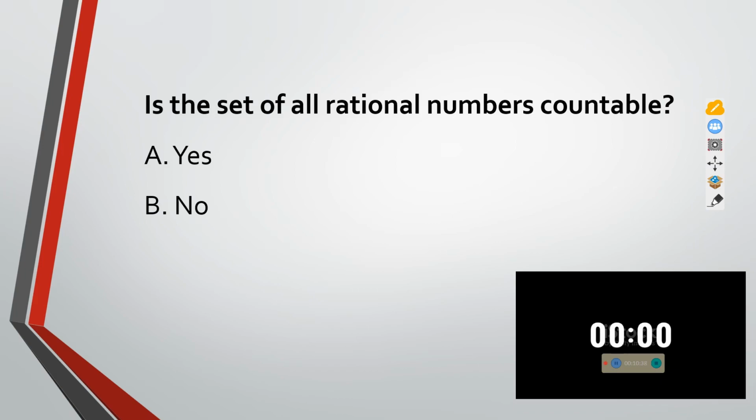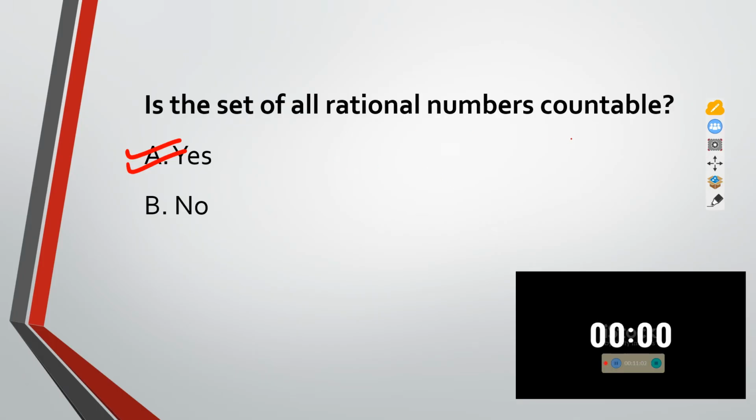So let us look at the answer here. Is the set of all rational numbers countable? The set of all rational numbers is countable, and that will be the correct option. So the correct option here is part A. The set of all rational numbers is it.